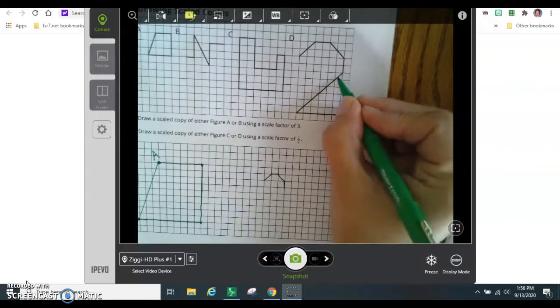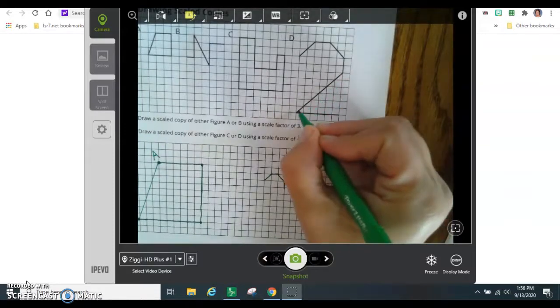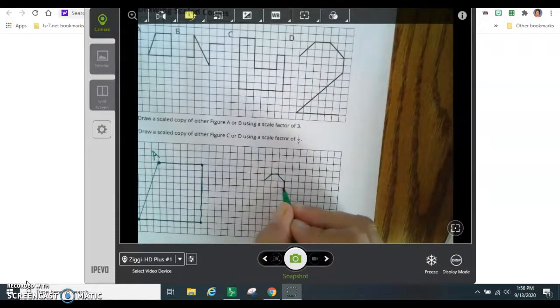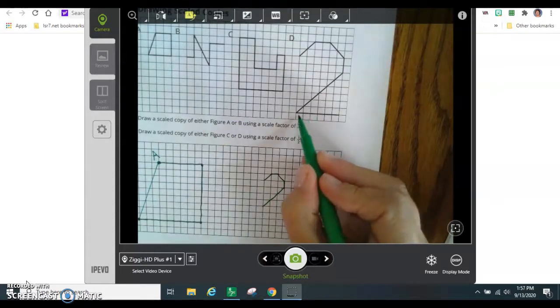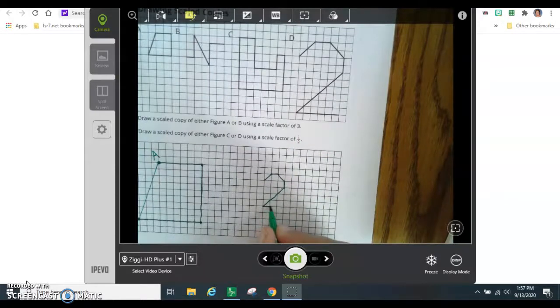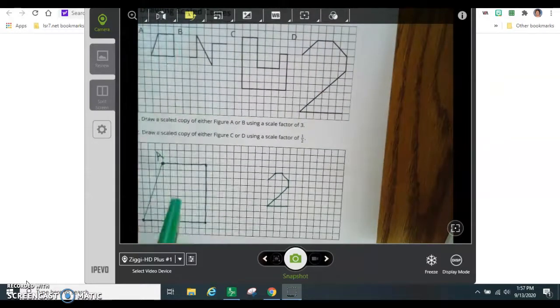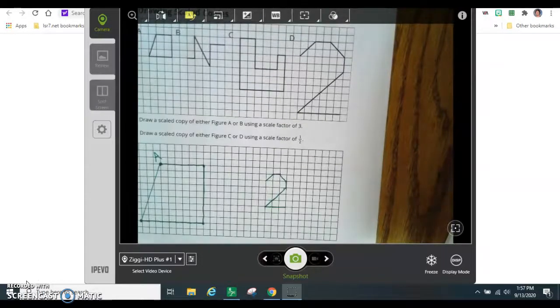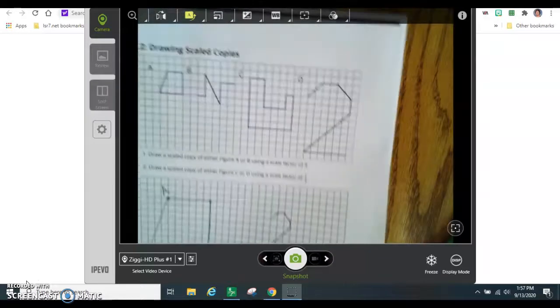And then we went diagonally 1, 2, 3, 4, 5, 6, so now I'm going to go 3. So this would be 1, 2, 3. And then it went across 1, 2, 3, 4, 5, 6, so that's going to be 1, 2, 3. So now I have drawn a scaled copy using a scale factor of 3 and using a scale factor of 1/2. 1/2 means divided into 2. All right, next activity.